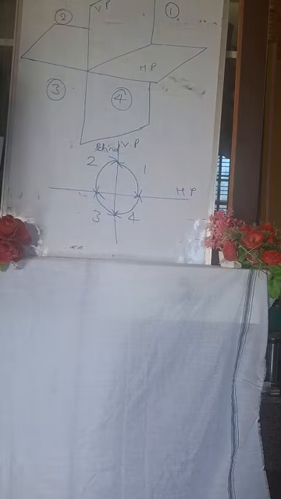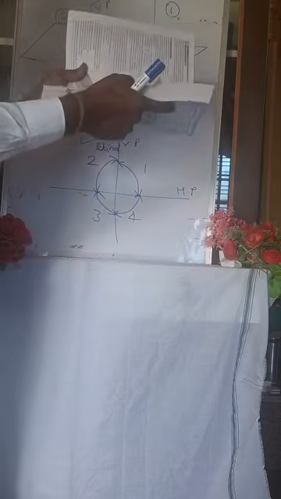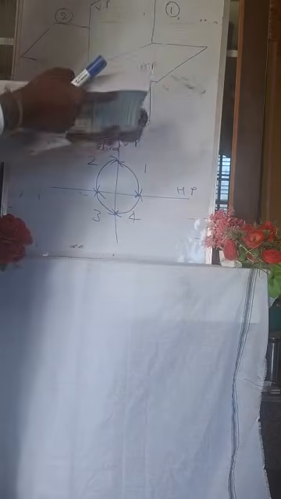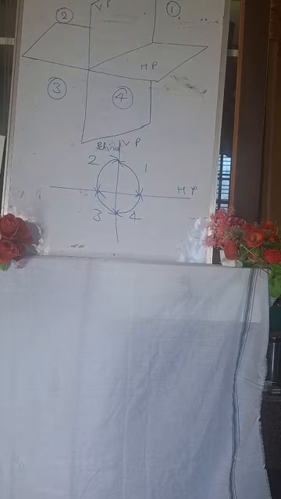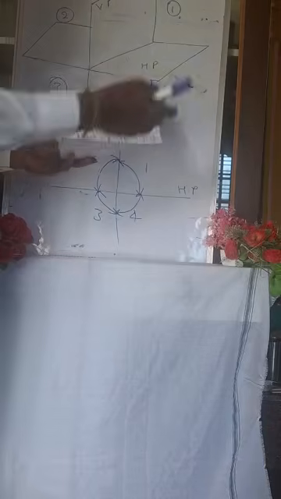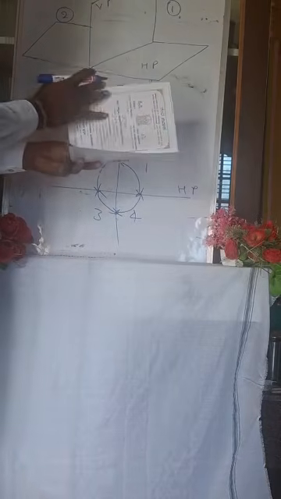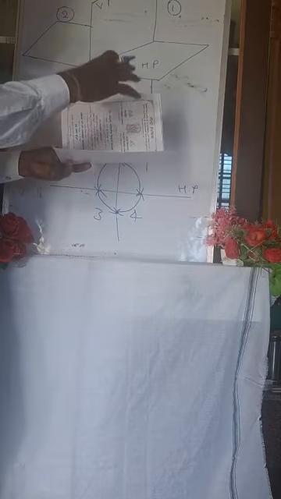Just look here, I'll give the explanation. See, this is the first quadrant. As I will show with one book, this first quadrant is above the HP and in front of VP. The object will be kept here.